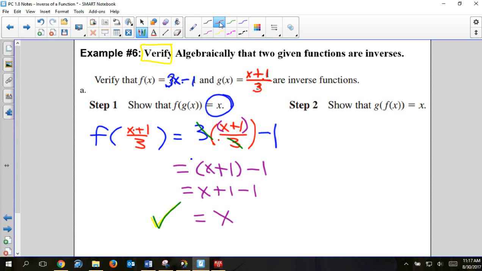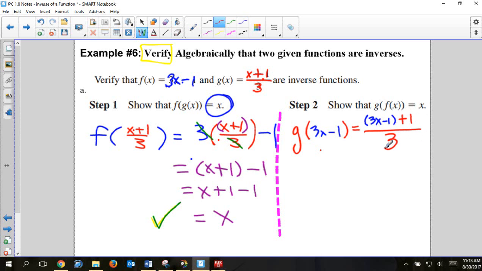Now for step 2, we're going to do that again, except this time we're going to start with g of x. We're going to do g of, and then inside we're going to do the f equation, 3x minus 1. So I'm going to take the g equation, which is x plus 1 over 3, and wherever I see an x, I'm going to replace it with 3x minus 1. So the first thing I'll have is 3x minus 1 plus 1 all over 3. So I took my g equation and replaced the x with 3x minus 1.